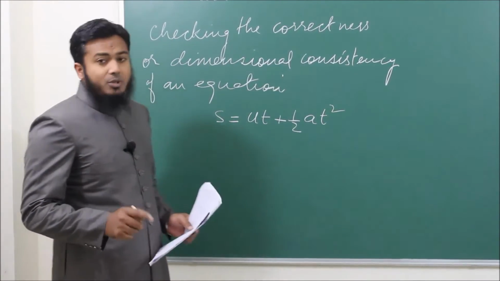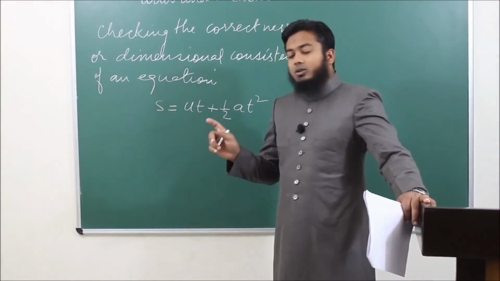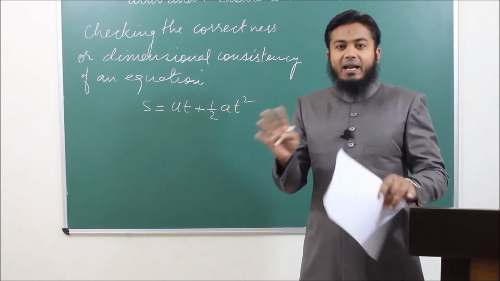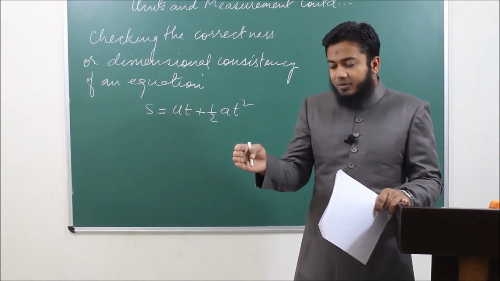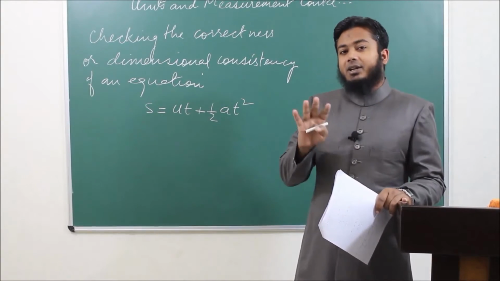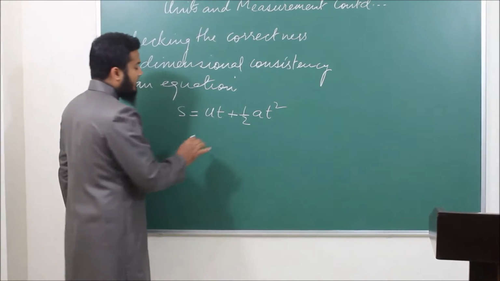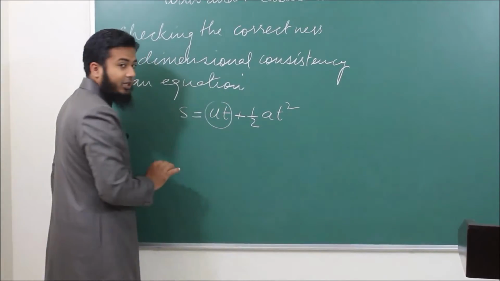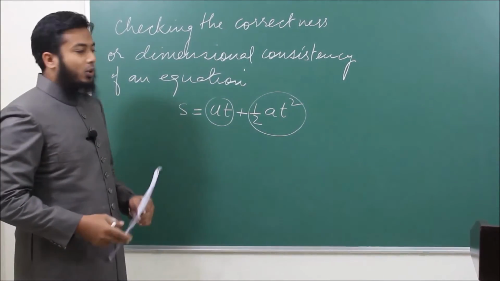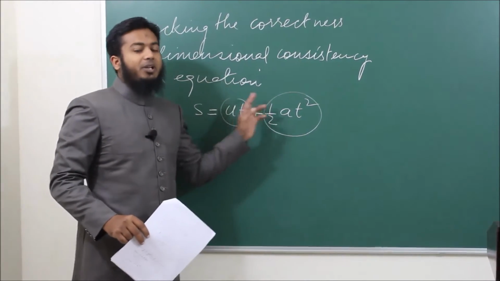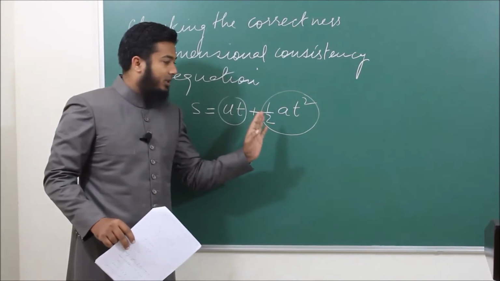Now, in the principle of homogeneity, we have seen that two quantities that are being added or subtracted must have the same dimensions. Same type of quantities can be added, subtracted, or compared. You can see there are two terms in this equation, one is ut and the other one is half at square. These two terms must be dimensionally the same. They should represent the same dimensional quantity.